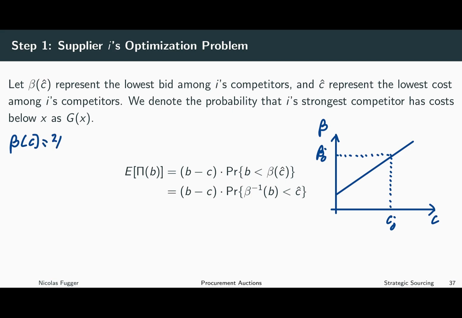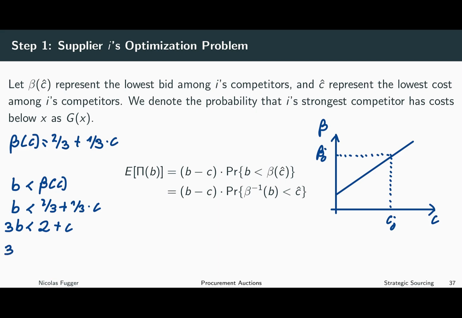Okay? Let's illustrate this with a very simple example and assume that the others are following the bidding strategy of 2/3 plus 1/3 times C. Okay? Then B is smaller than beta of C exactly in the case where B is smaller than 2/3 plus 1/3 times C, or 3B is smaller than 2 plus C, which is exactly the case if 3B minus 2 is smaller than C. Okay?